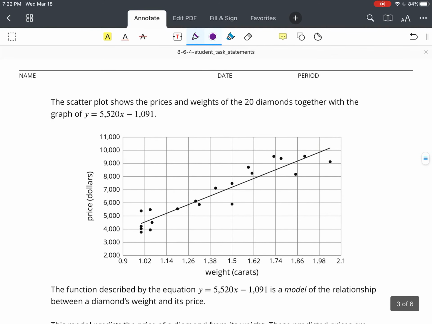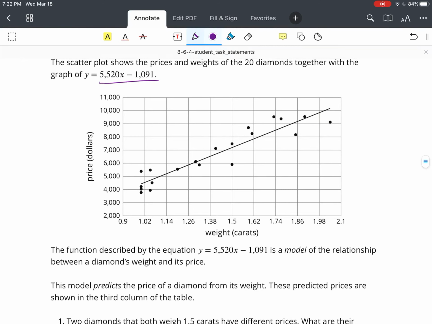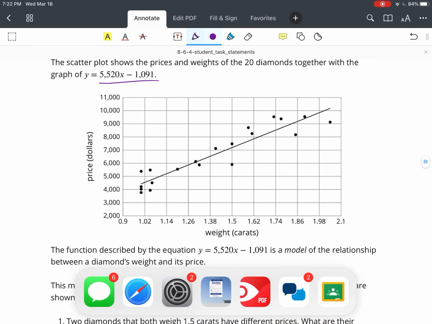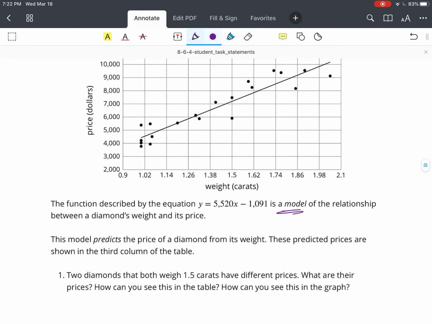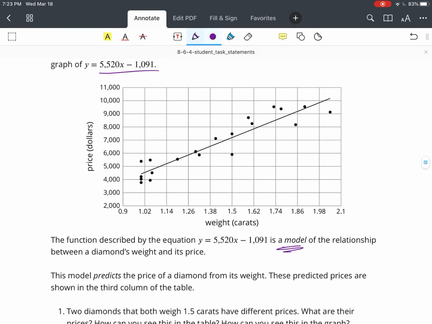So, the scatter plot shows the prices and weights of 20 diamonds together with the graph. See, there's your equation. The function described by the equation is a model of the relationship between a diamond's weight and its price. So it makes sense that the more carats it has, the more costly it is.